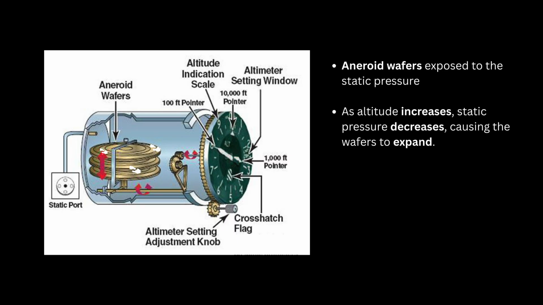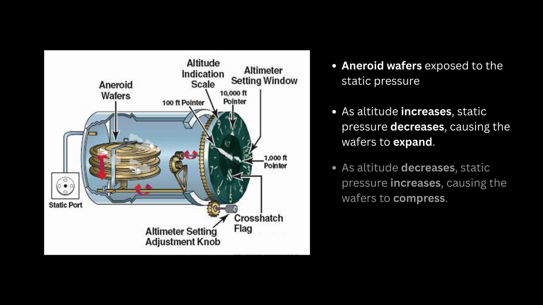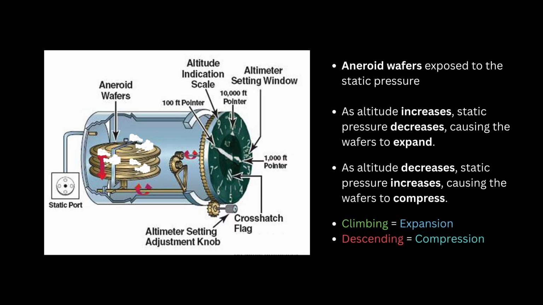expand. In a descent, static air pressure increases. Pressure inside the wafers is lower, causing them to compress. So, in a nutshell, climbing equals expansion, and descent equals compression. And the system is pretty consistent among these three instruments, the altimeter being no exception. Just look at the aneroid wafers as a substitution for the diaphragm that's in the VSI.